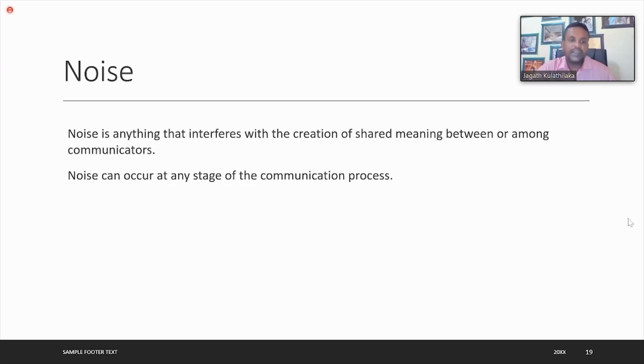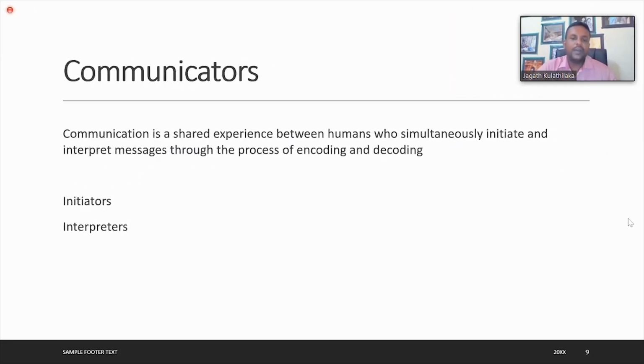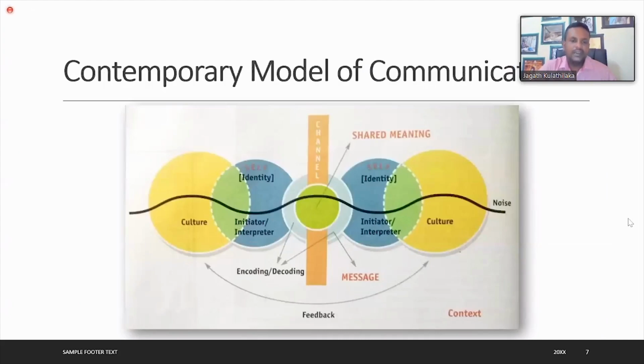And also, noise can occur at any stage of the communication process. It can happen in any stage. So if we go back to the communication process, it can affect the communicators, your self identity, your experience, your personality. It can interfere with the encoding and decoding process. It can interrupt the message creation. It can interrupt the channel we are using. Likewise, the other two factors we will discuss later on, the culture factor and the context, right?